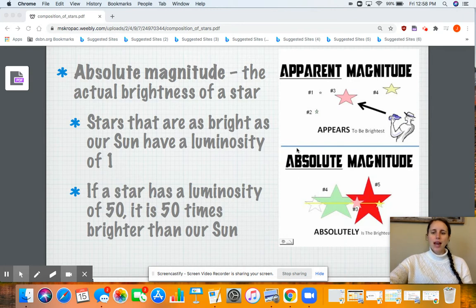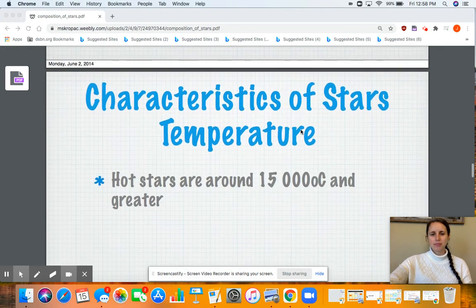So the reason that absolute and apparent magnitude can be different has to do with distance. So here we've taken distance out of the factor. This is absolute magnitude, how bright a star actually is. And you can see 5 is the brightest. But maybe in this picture here, 5 is actually the furthest away. Or let's take a look at 4. In this picture here, maybe 4 is further away, so it doesn't appear as bright as it possibly could be.